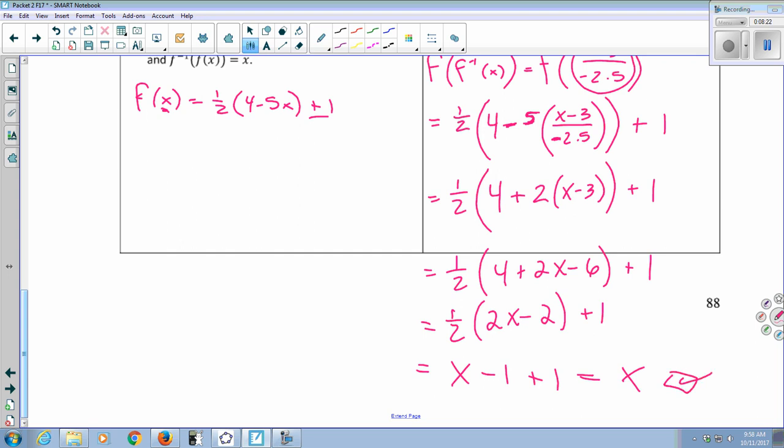Now, technically, you should also do the reverse. We also should check that when you take f inverse and plug f into it, you also get x. But I'm going to leave that to you to do on your own when you're done watching this lecture.